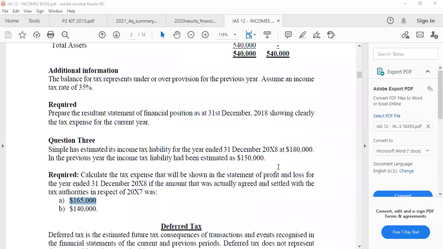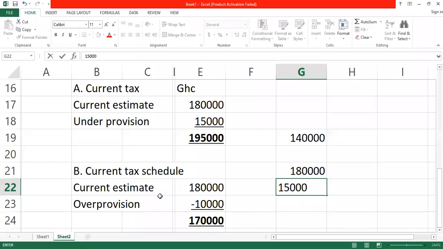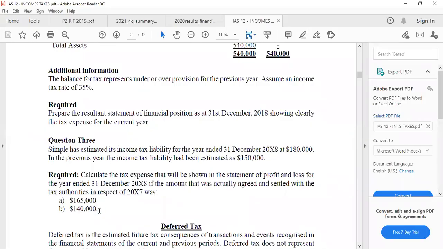So let's move on. Are we okay with the current tax? Yes. Let's move on to what we call deferred tax. But what about the B? Are we not calculating the B? We have done the B already. All right, we have done the over provision and we have 170. It's okay. Also, let's come to what we call deferred tax.